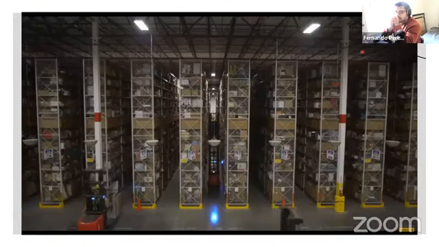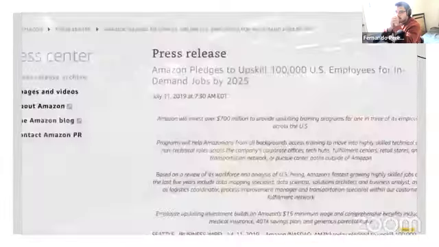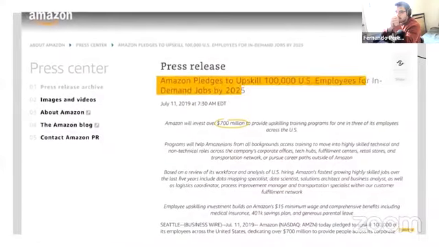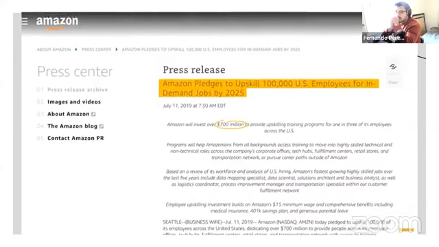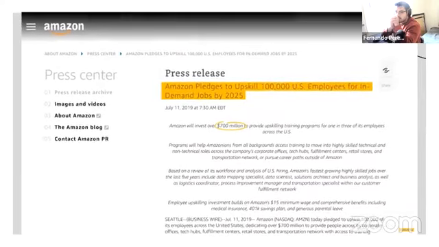As technology continues to change how fulfillment centers function, Amazon just announced it will spend $700 million to retrain a third of its U.S. workforce by 2025 to move them to more advanced jobs.